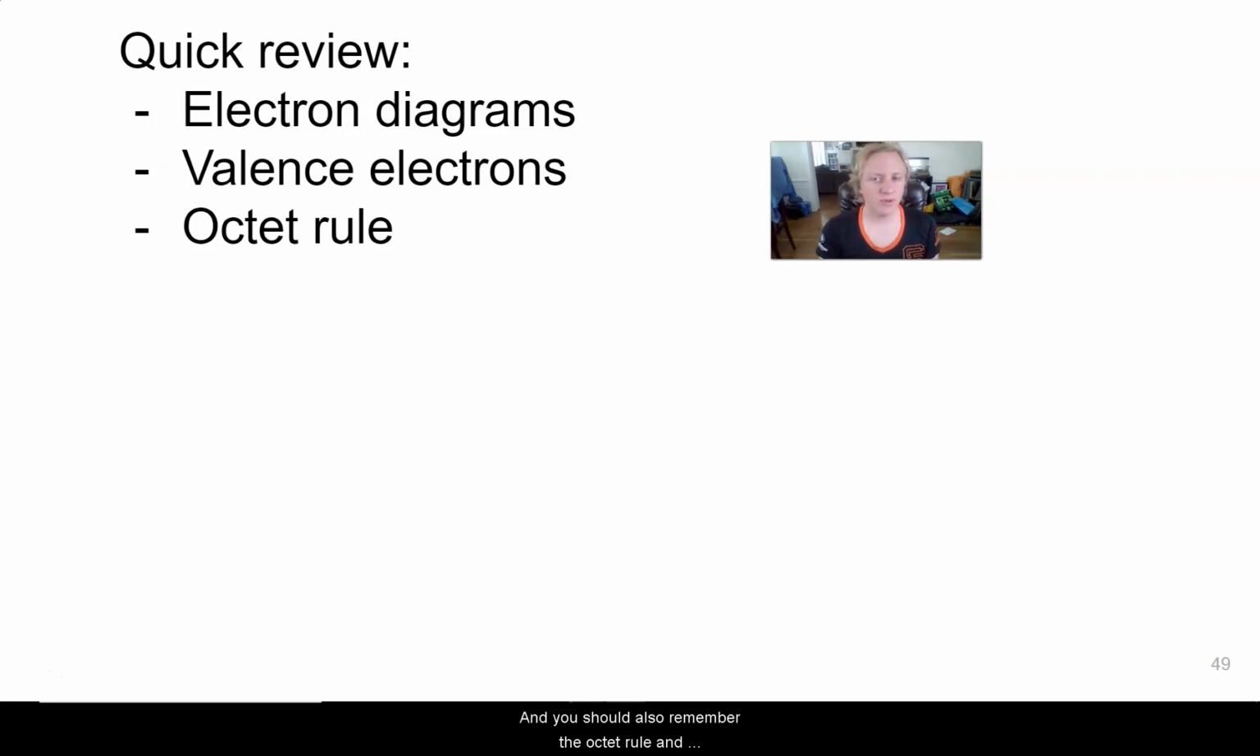And you should also remember the octet rule. What the octet rule means is just that any particular element wants to have a filled outer shell of electrons. It wants that outer valence shell of electrons to be full. And that's because when it has a full shell, that's its most stable configuration. So elements are the most stable when they have all of their outer electrons filled up. And so they want to fulfill that octet rule.